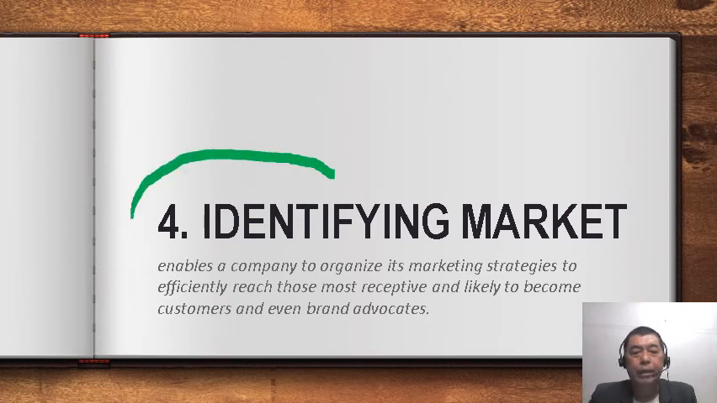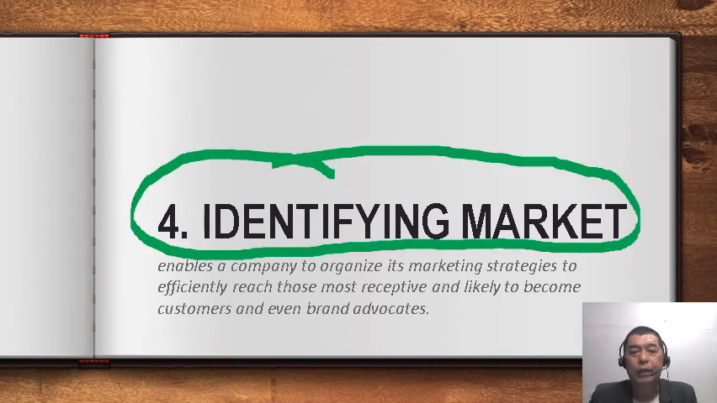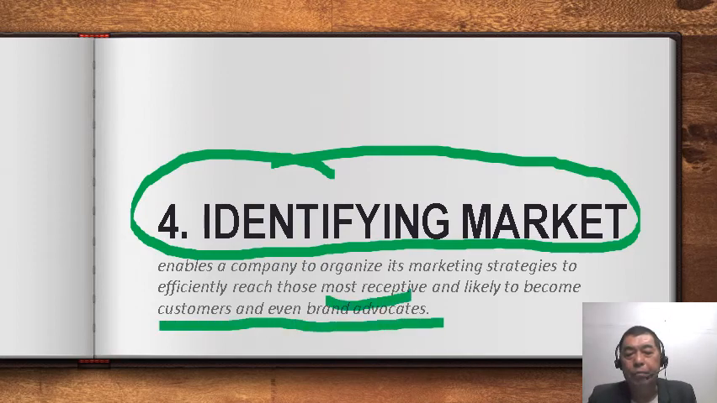The next process is identification, or market identification. This enables a brand or a company to organize its marketing strategies to efficiently reach those most receptive and likely to become customers, even brand advocates. So you try to identify them based on the data that you gathered. Based on the collection of data, after analysis, information was created, and you try to identify that market.